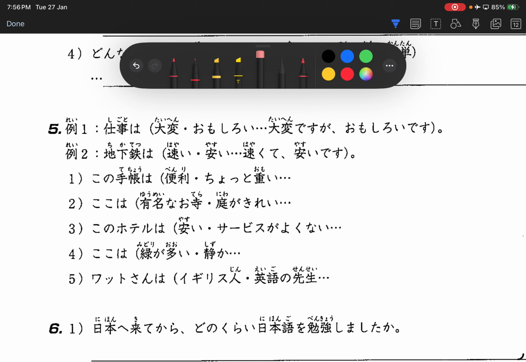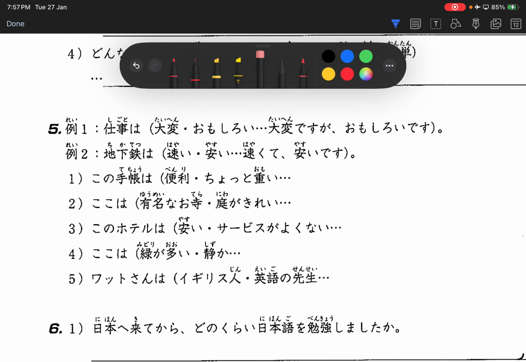Number 1、この手帳は便利、ちょっと重い。What is your answer? この手帳は便利ですが、ちょっと重いです。Okay, so you choose to use a bit of contrast. 便利ですがちょっと重いです。What is 手帳? Diary, journal, okay. Techo. Handbook lah. It literally means handbook. So it can be like a diary.